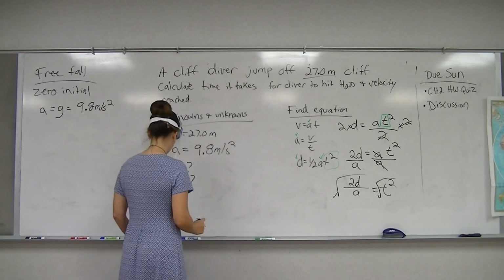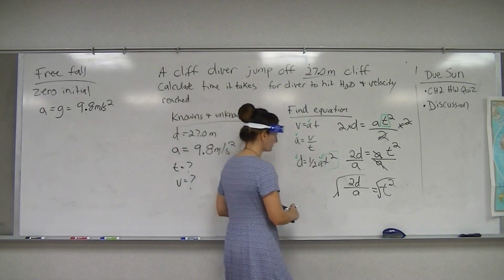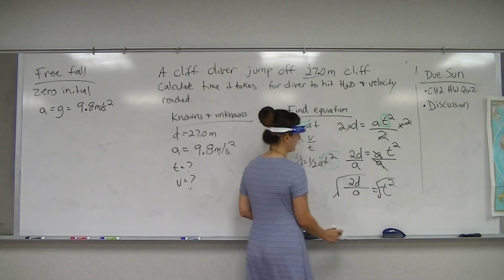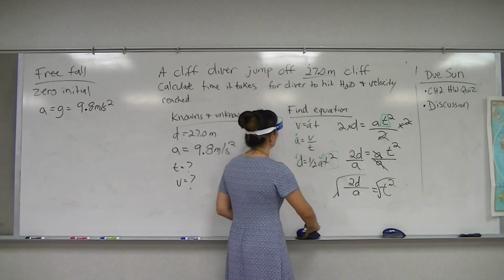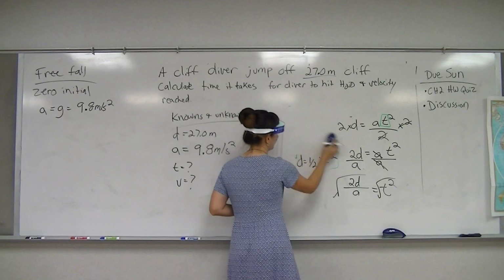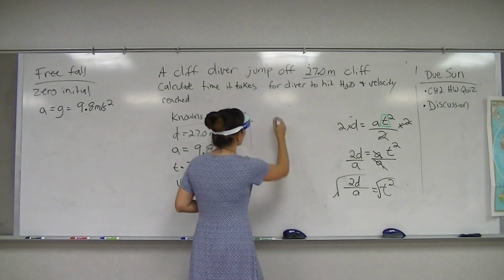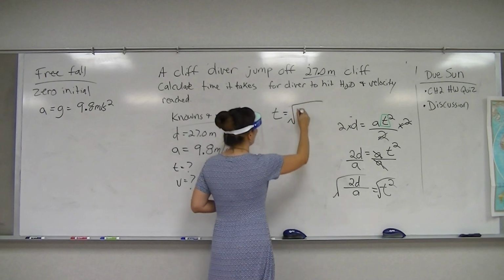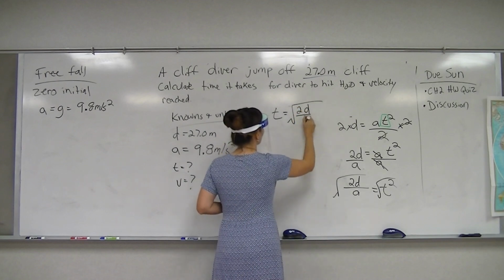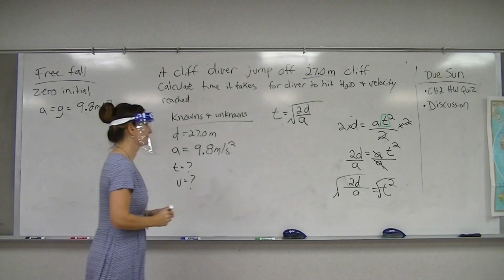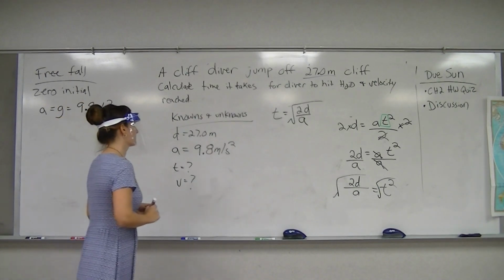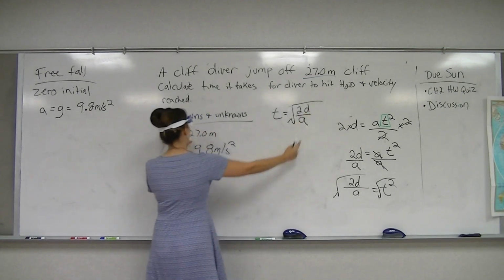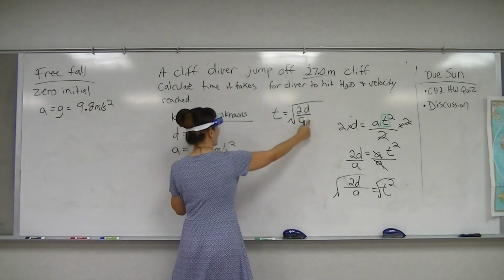I'm running out of space. That's how long this one takes. So doing the square root, what that's going to do is it's going to get t by itself. So your equation is going to become, write it over here, t is now by itself is equal to the square root of 2d over a. So now we can take our d value, plug it in where d is, our acceleration, plug it in where a is, and solve.